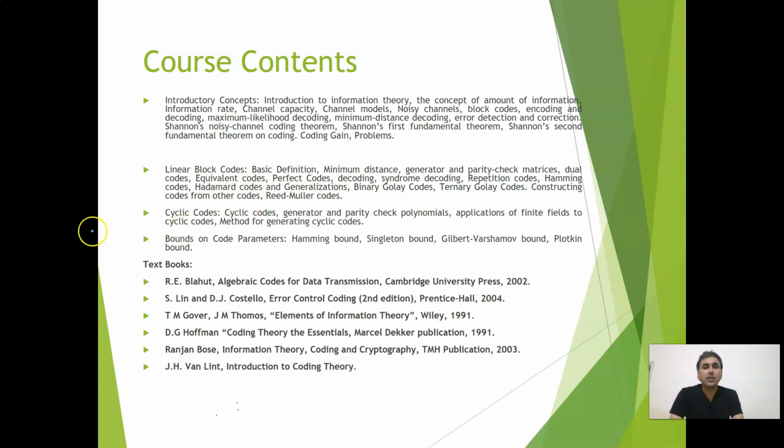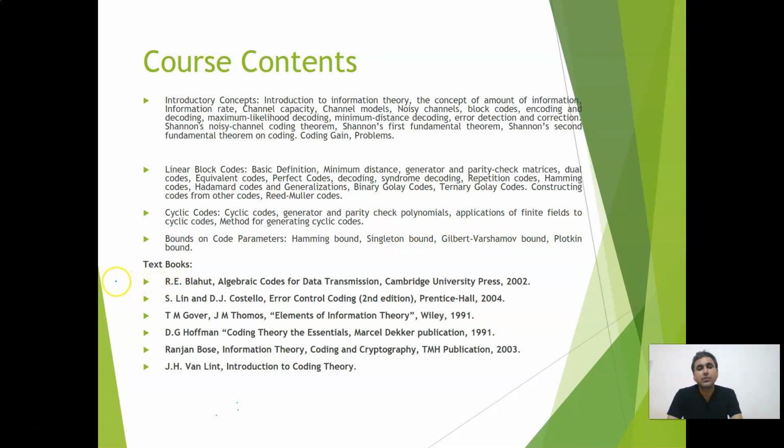In Unit 3, we will discuss about cyclic code, generator and parity check polynomials, and how finite fields are used for generating cyclic codes. And at the last, we will discuss method for generating cyclic code. We will discuss various bounds on code parameters like Hamming bound, Singleton bound, Gilbert-Varshamov bound, and Plotkin bound.